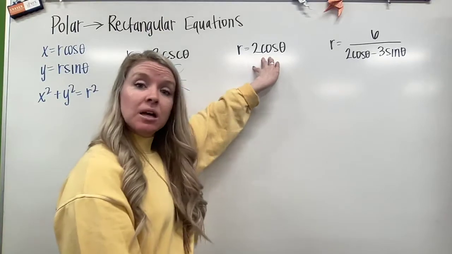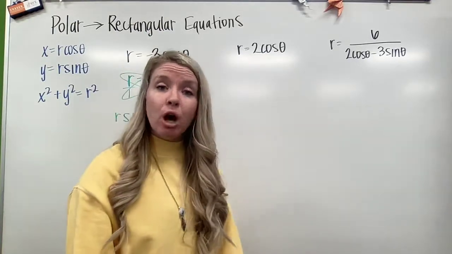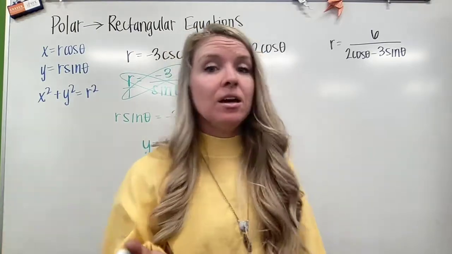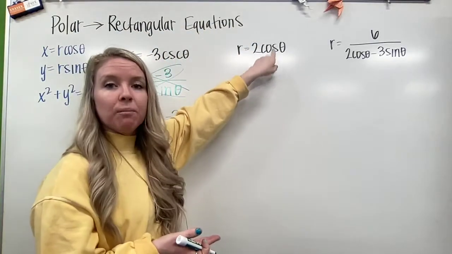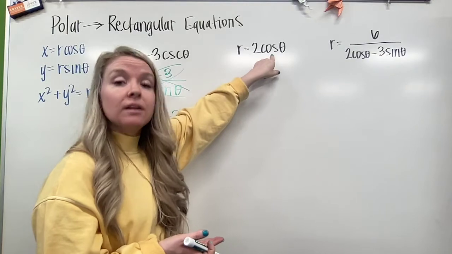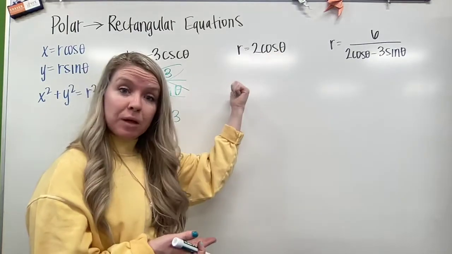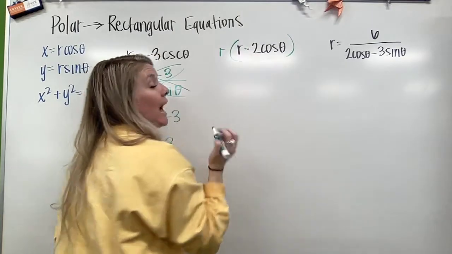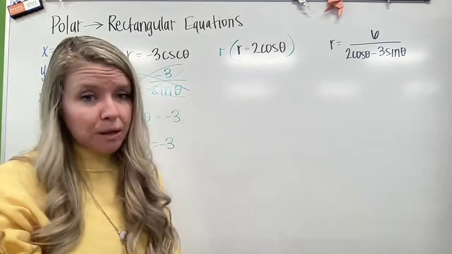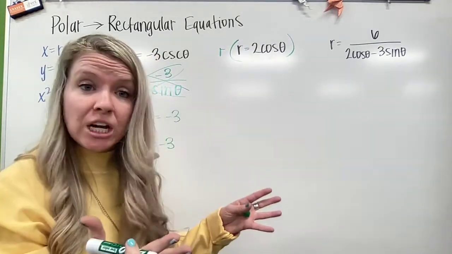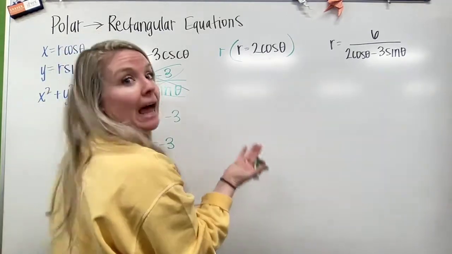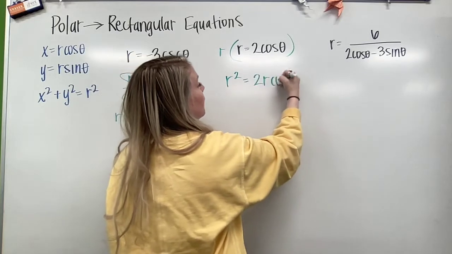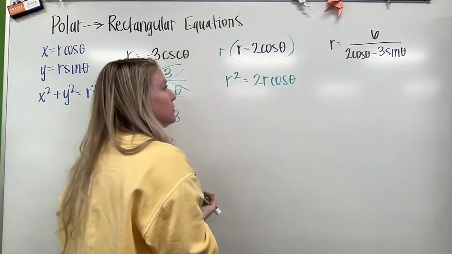So here, I have r equals 2 cosine theta. I know that r cosine theta is x, but the only way I'm going to get that is if I were to multiply this by r. If I multiply one side by r, I have to multiply the other side by r. So that's what I'm going to do. I can do that because, again, if you multiply one side, you multiply the other, you're not changing the function. It's okay. It's allowed. So r squared equals 2r cosine theta.